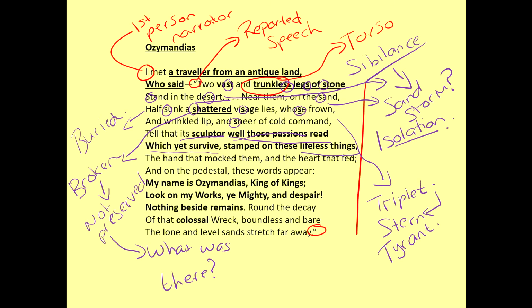So stamped on these lifeless things then, lifeless now. Well, if you think about it, a statue was always lifeless, but I wonder if it has less life now because it's unappreciated. What do we mean by unappreciated? I mean that there's nobody there to revere and appreciate and look at this statue anymore. This statue's in the desert. It's all alone. There's nobody there. It's broken. So this reinforces all these ideas about it not being preserved, about something having been there and then gone now, okay?